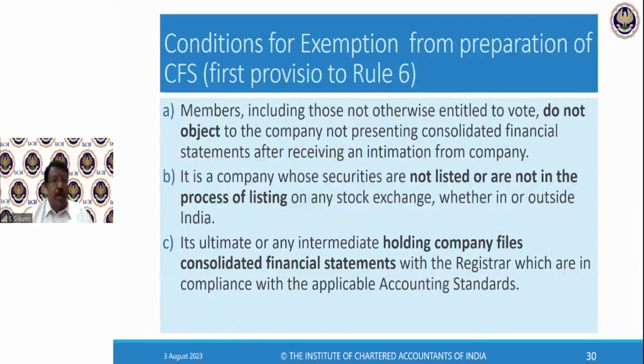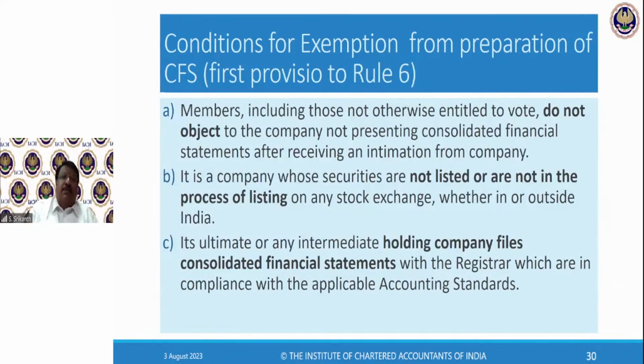Now that mid-subsidiary would have to present CFS with itself and its subsidiary. See, A Limited has a subsidiary B Limited, B has a subsidiary C. Now A has to present its accounts with C and B rolled into it, no problem. B has to present its accounts with C. Now this is what is exempted.